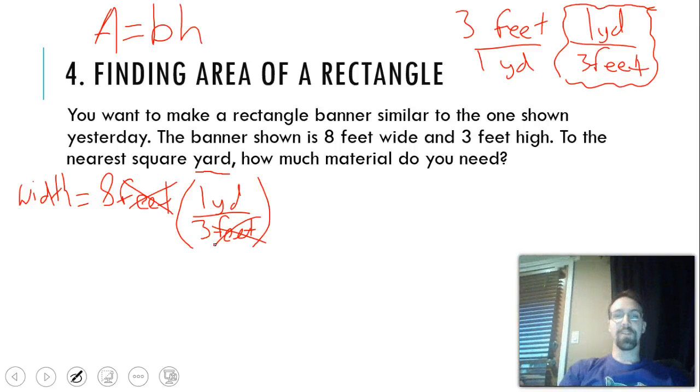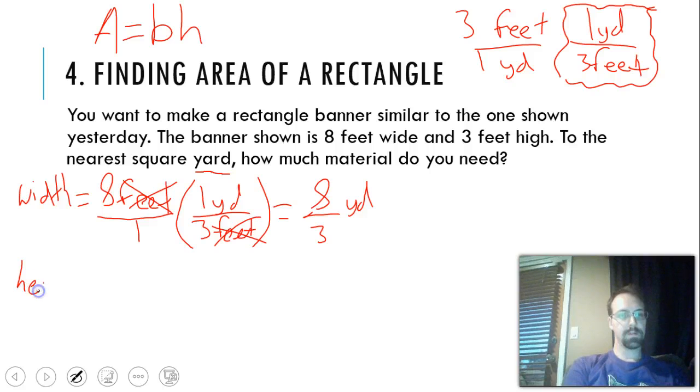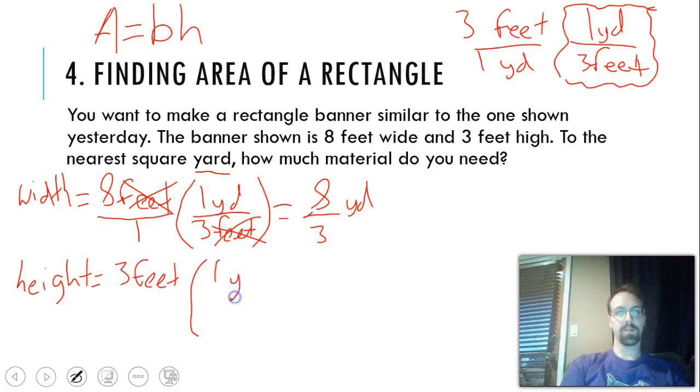Alright, so now we just multiply across. If it bothers you that there's nothing there, then put it over 1. So now I have 8 times 1, which is 8. 1 times 3, which is 3. And then yards is left over. We do the same thing with height. So now I have height equals, it's 3 feet high. I need to eliminate my feet. Get rid of them. So I've got 1 yard over 3 feet.